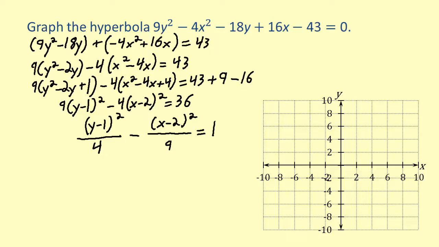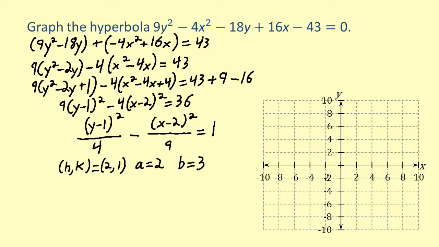The center of the hyperbola is the point (h, k), so the center is at (2, 1). Next, we need to identify the values of a and b. Notice that a squared equals 4, so a equals 2. Then we have b squared is equal to 9, so b is equal to 3.